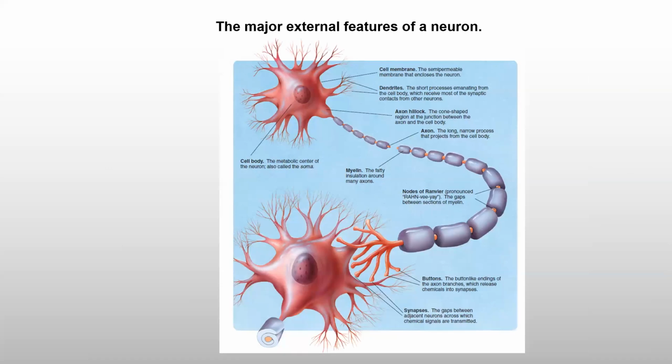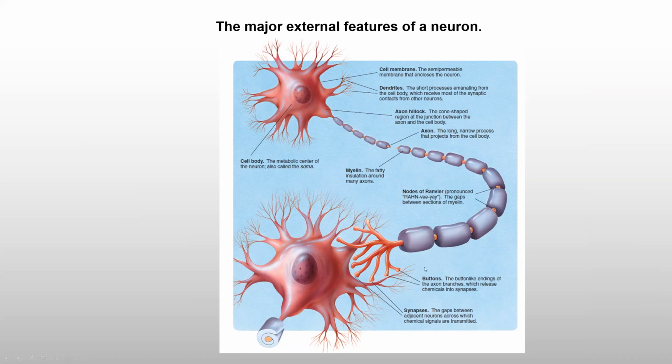So here are the external features of a neuron, in more detail. You'll notice that we have two multipolar neurons. This would be neuron A, and this would be neuron B. This is the cell body of neuron A. The cell membrane we'll talk about in just a little bit. The dendrites: input, receiving information. Axon hillock: the integration. The axon: the transmission of the neural signal. Covered in myelin, which we'll talk about in a little bit too. And the little segments between myelin are called nodes of Ranvier.